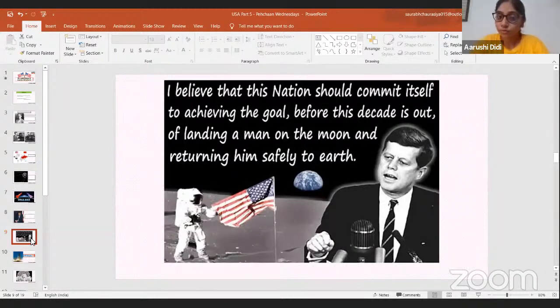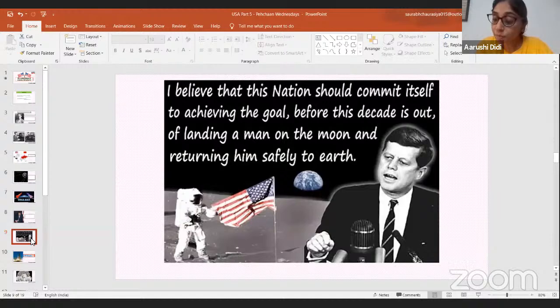Yes, yes. So now what did President Kennedy say? He said that he created a goal, and he declared that he will send an American man to the moon and bring him back safely. He declared that to the entire world, but especially the USA.